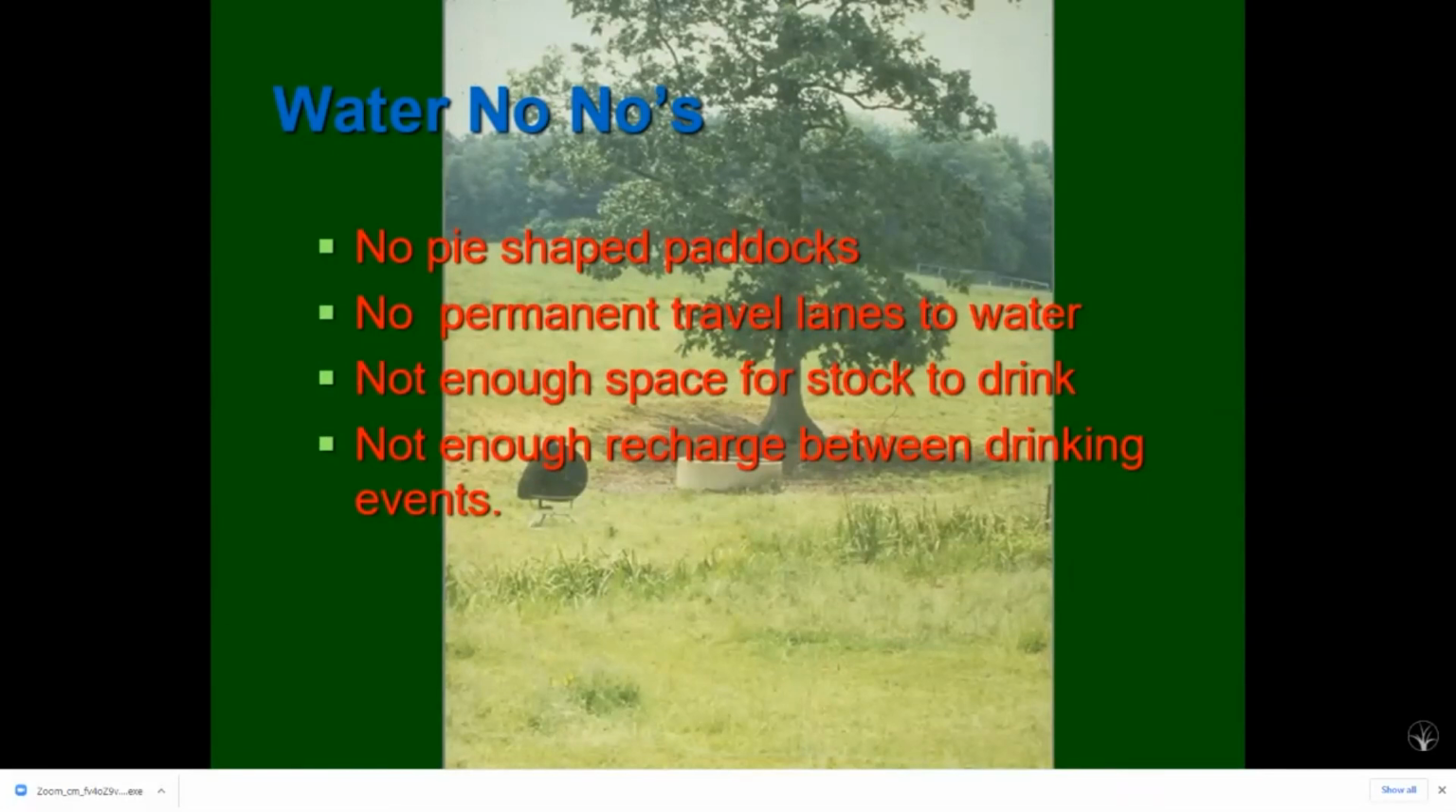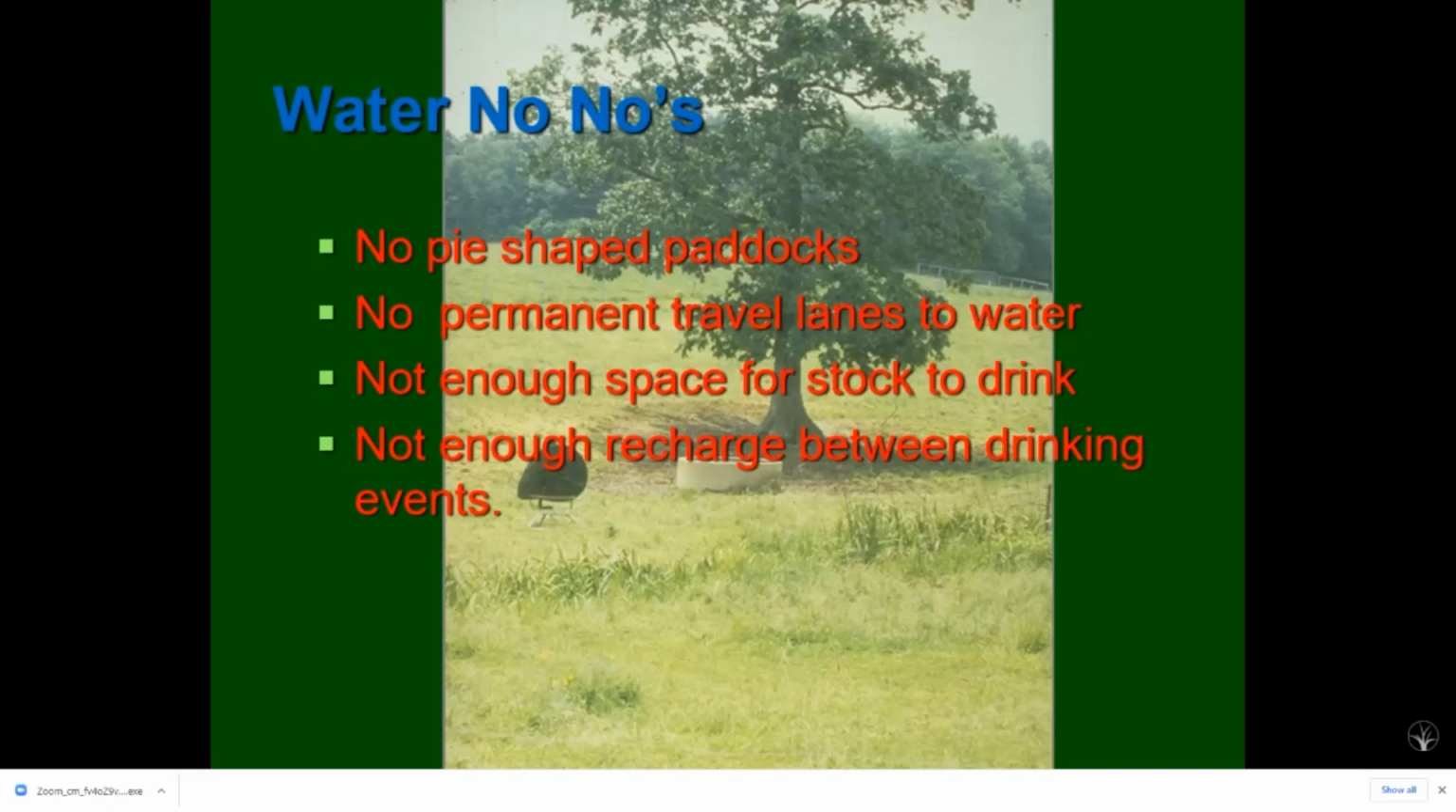But no pie-shaped paddocks. We don't want to create a pie shape for the same reason we don't want animals walking a long distance, because their efficiency is going to be way off on the outside ends of the pie, out near the crust, if you're visualizing that, and they're going to be way overgrazed near the water system. Plus, you're also going to have nutrients loading near that water tank and not out far away from it.